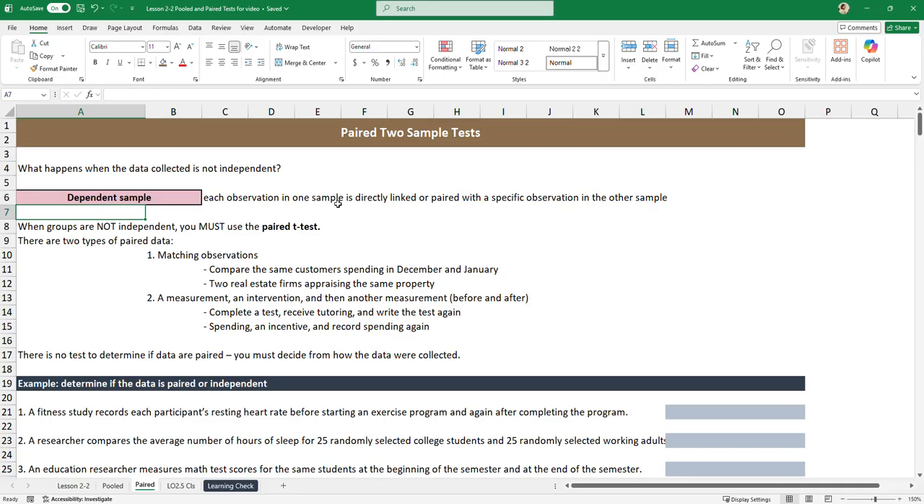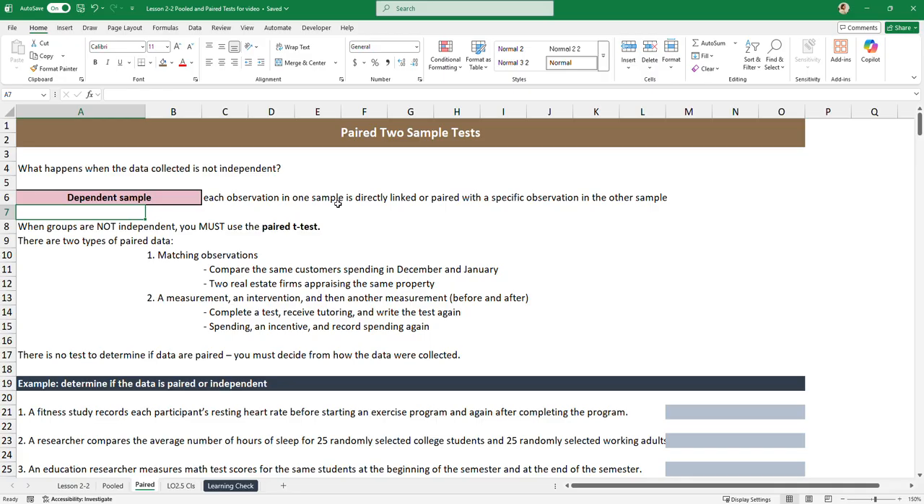Or maybe two real estate firms appraise the same property. Because they're looking at the same house, it will be paired or matched on the house that was being assessed, even if it's by two different companies.